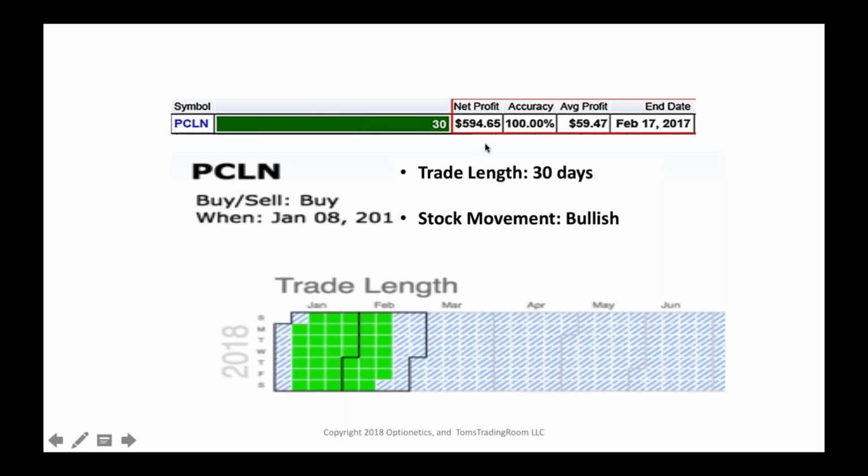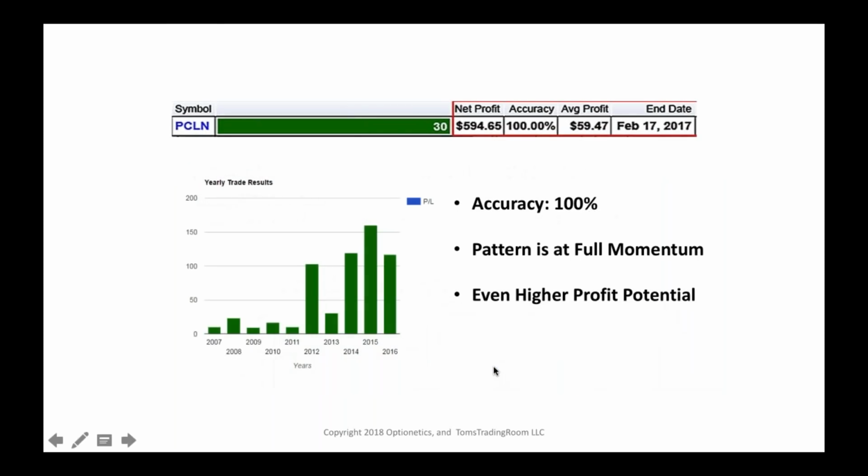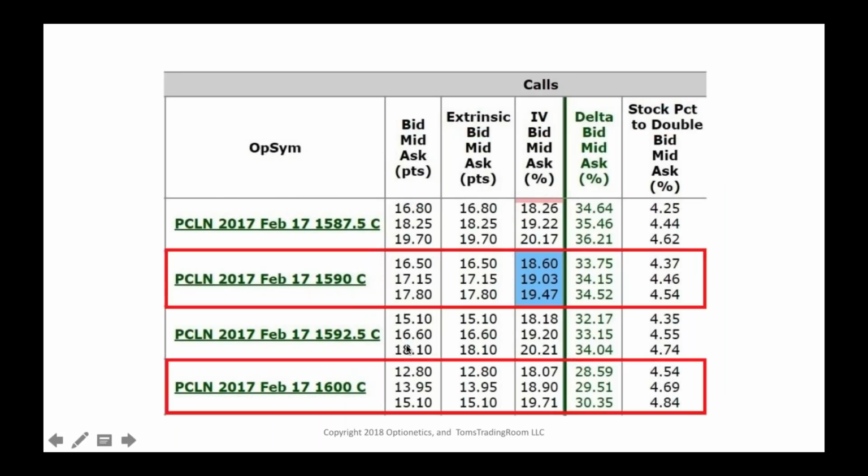It gives me information like net profit, the accuracy of how well this pattern's done in the last 10 years, its average profit, and its end date. And then from there, we'll just get a little more information. I can see, wow, that pattern really, really jumped in the last 3 or 4 years. From there, I'll go in and create the low risk trade. And I can go in and find, in this case, we were looking at spreads because these were just too expensive.